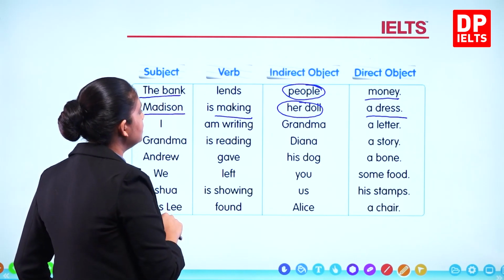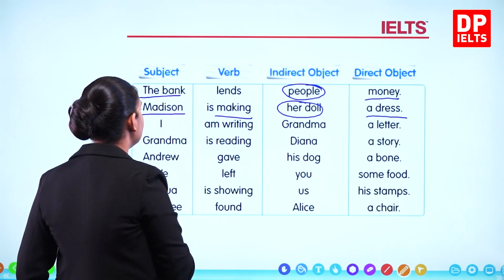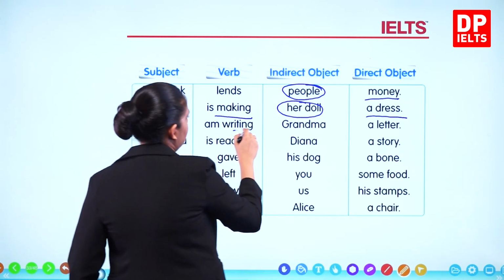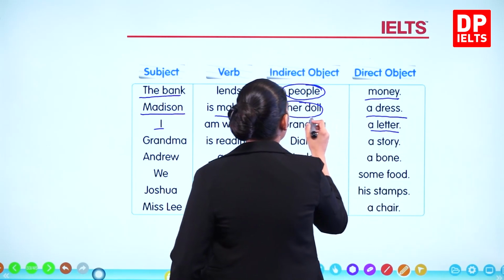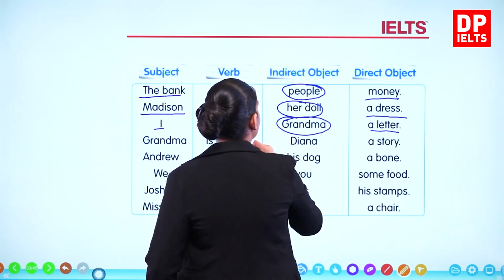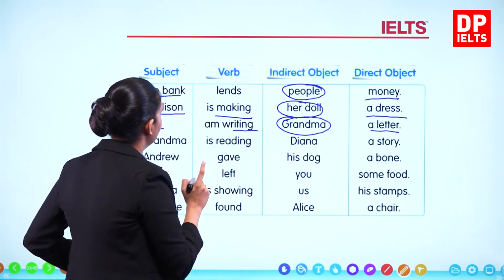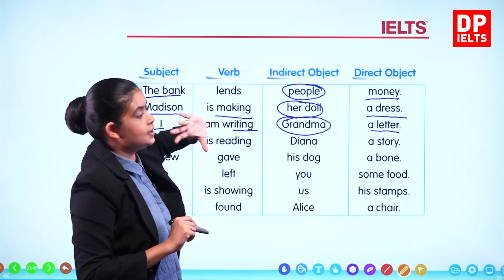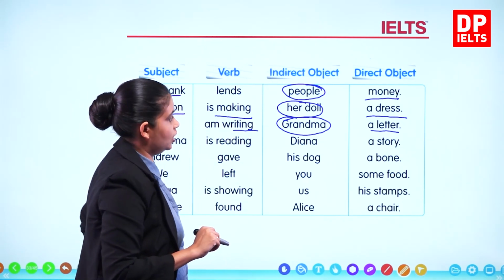Because it answers the question to whom, that becomes the indirect object. I am writing grandma a letter, right? Who is writing a letter? I. What are you doing? Writing. What are you writing? A letter. To whom? To grandma. Okay. So if you can see, the structure is subject, verb, object. Subject, verb, indirect object, direct object.